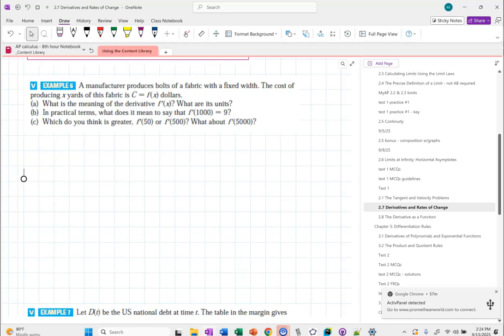The cost of producing x yards of this fabric is C equals f of x dollars. What is the meaning of the derivative f prime of x? What are the units? So, what I need to think about is my y coordinate and my x coordinate for my function C is x comma C, right? x is in yards and C is in dollars, right?